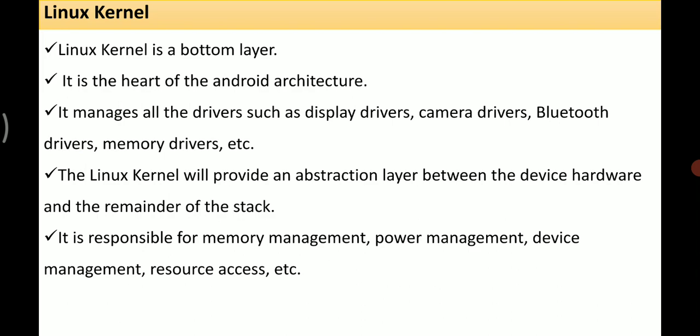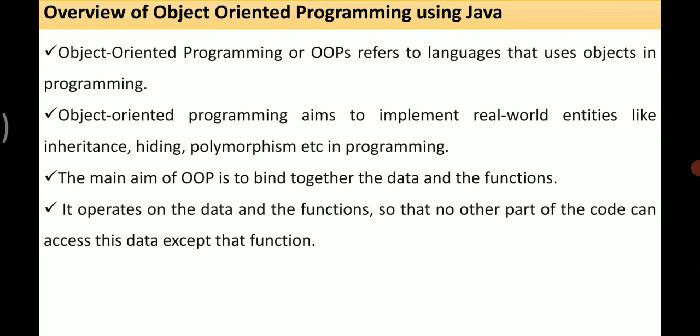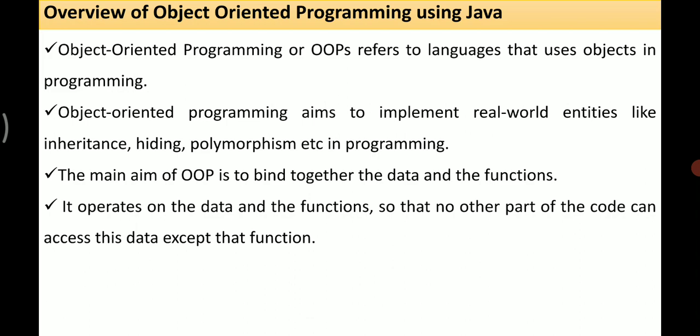The Linux kernel provides an abstraction layer between your device hardware and the remainder of the stack. It is responsible for memory management, power management, device management, resource access, etc. Those were the 5 components of the Android architecture. Next, we'll see the overview of object-oriented programming using Java.